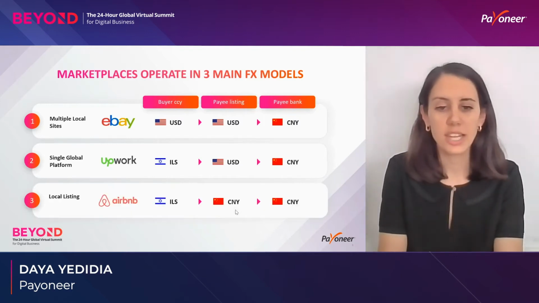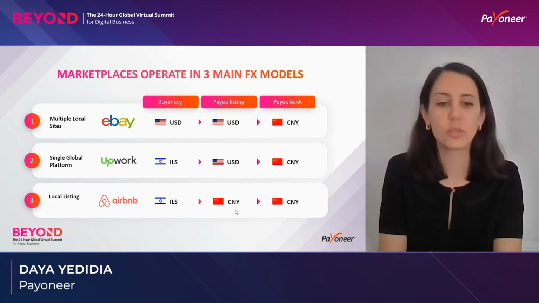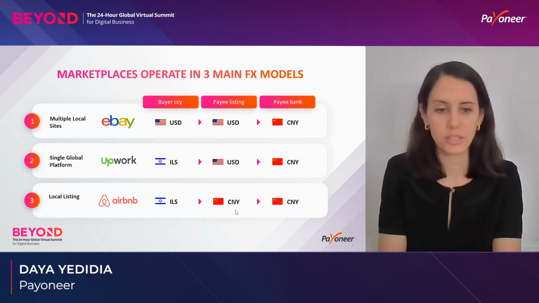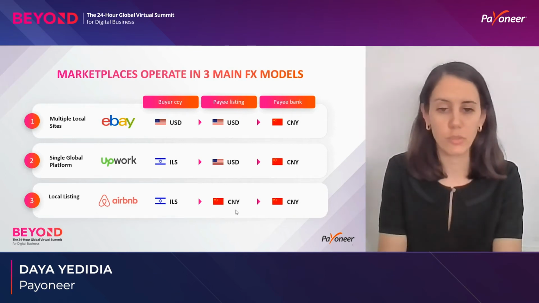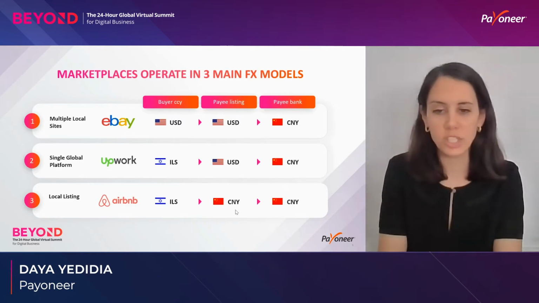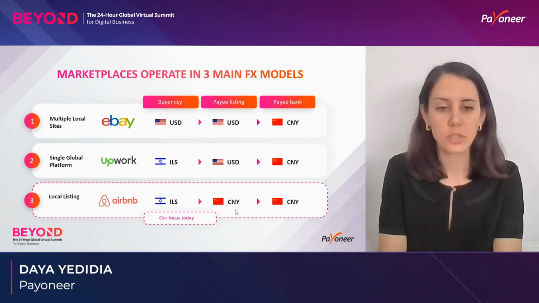The third flow is the local listing flow. In this model, marketplaces allow sellers to list in their own local currency, as well as buyers to pay in their local currency, leaving the marketplaces to manage the FX end-to-end. Airbnb is an example of a marketplace in this model, where the hosts list the apartments in their local currency, with Airbnb managing the FX end-to-end. Today, we will focus on the local listing model, where marketplaces shift the FX risk and exposure from the payee to the marketplace.